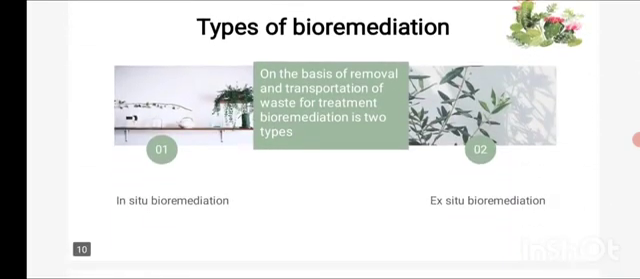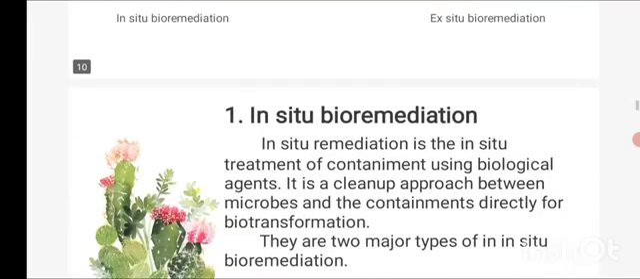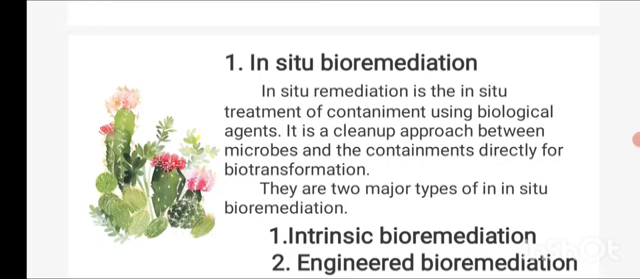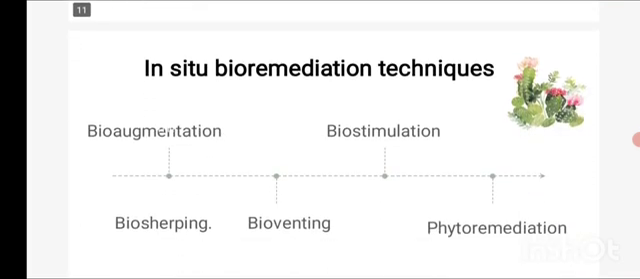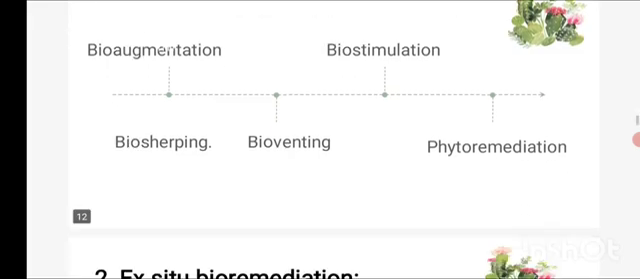Types of bioremediation. Based on removal and transportation, it is divided into in situ bioremediation and ex situ bioremediation. In situ bioremediation means cleaning up contamination using biological agents, with direct biotransformation between microbes and contaminants. It is mainly divided into two types: intrinsic bioremediation and engineered bioremediation. In situ bioremediation techniques: bioaugmentation, biostimulation, biosparging, bioventing, and phytoremediation.